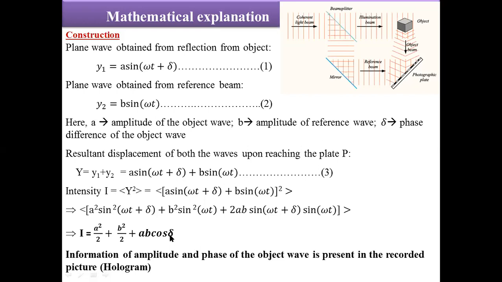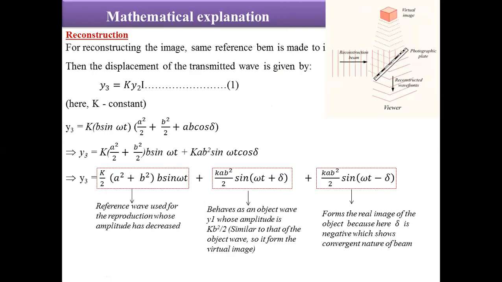Here, one thing should be very clear: we are talking about the construction phase, the construction of a hologram. This equation clearly suggests that in the hologram picture, we have both the amplitude as well as the phase. So the information of both the amplitude and the phase of the object wave is present in the recorded picture, that is, in the hologram obtained on this photographic plate. Now from here we have to reconstruct the image. For reconstruction, we use the same reference beam.